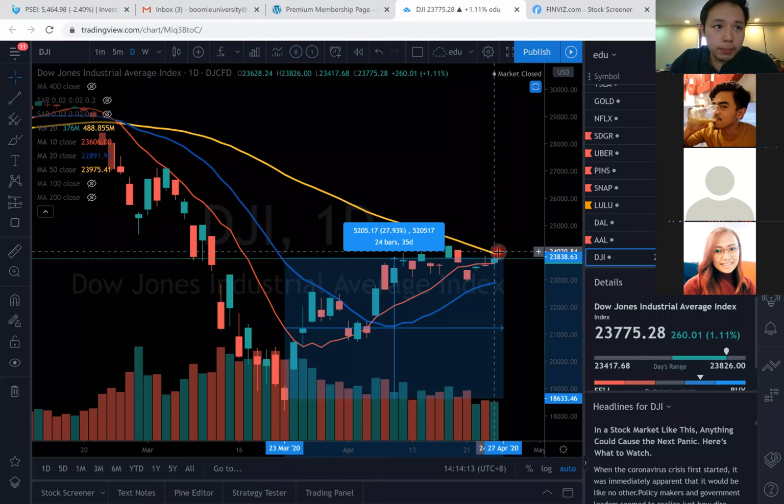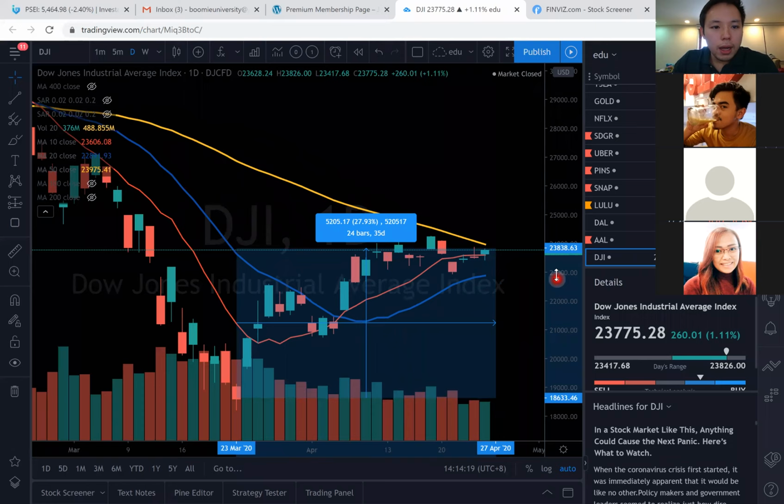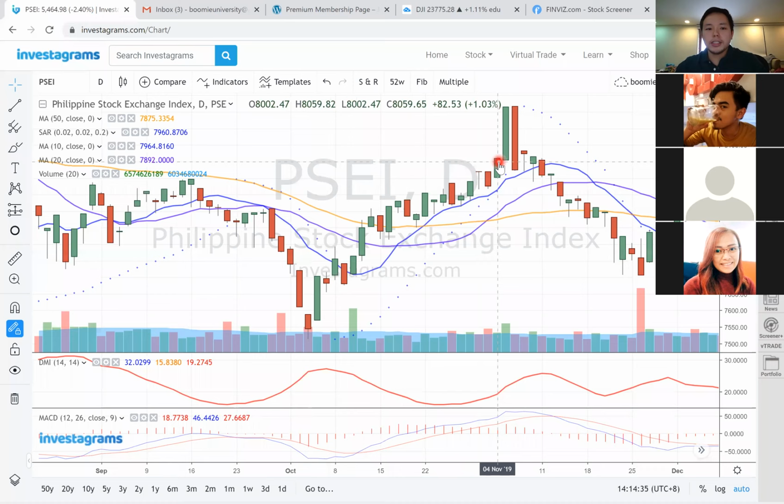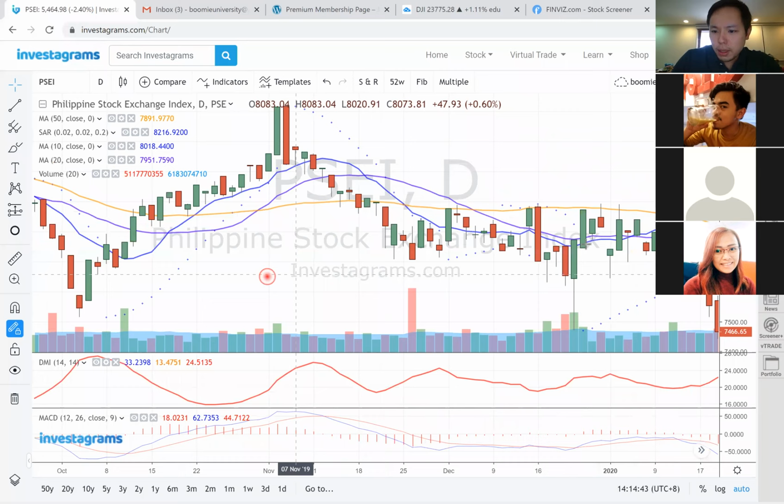Okay, so if you guys know me, I often use three moving averages mainly. Mainly the 10, 20, and 50-day moving average. So I put the 50-day at the yellow, so that is always there. And ina-adjust ko lang yung 100 and 200 if needed, just if I want to check the other support and resistances.